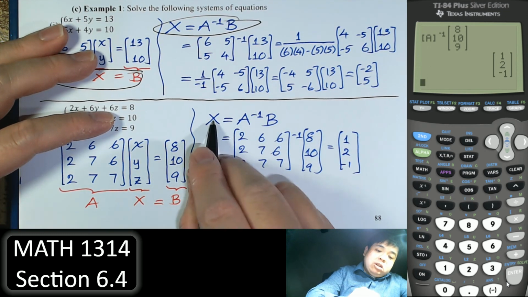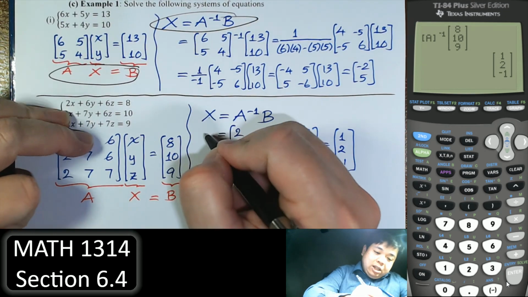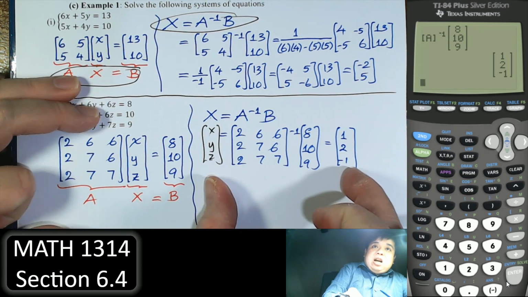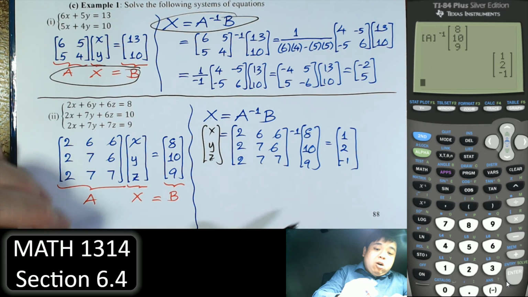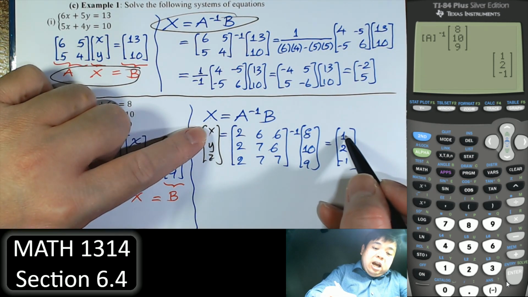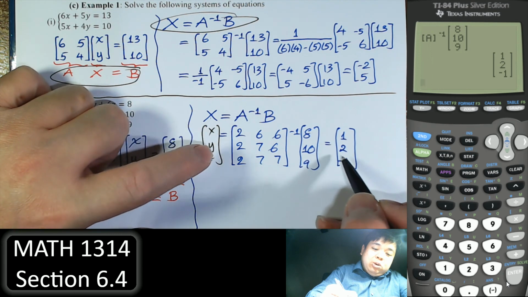Notice that the matrix X itself is x, y, z. Two matrices are equal when the corresponding entries are equal. So x equals 1, y equals 2, and z equals negative 1.